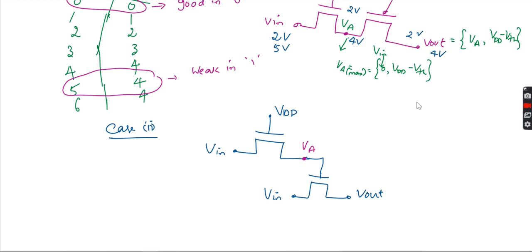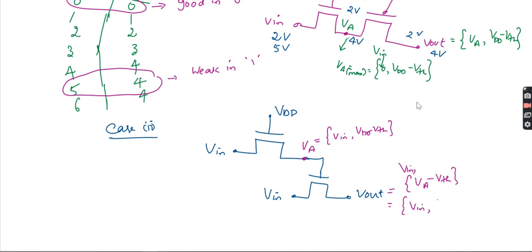How much VA is required, how much VA will get, the range of VA will be from 0 to VDD minus VTH. So that is your VA actually. Now what about your Vout? The Vout will be in the range of 0 to VA minus VTH, because this voltage VA is the maximum output I'll get, VDD minus VTH.